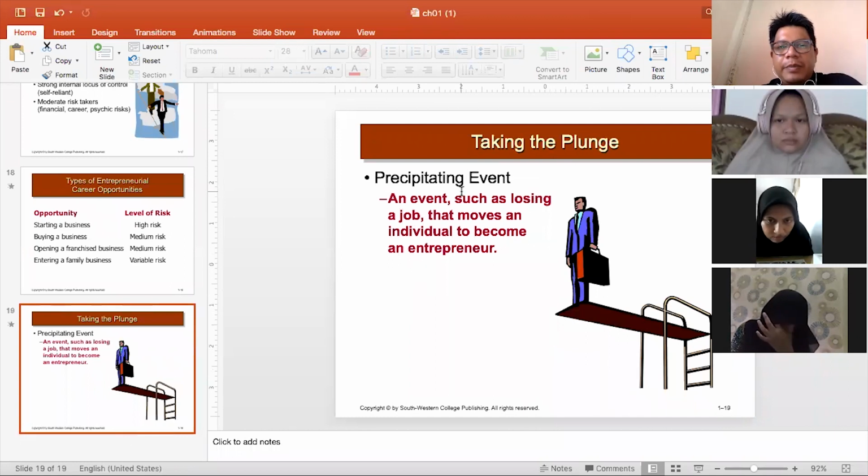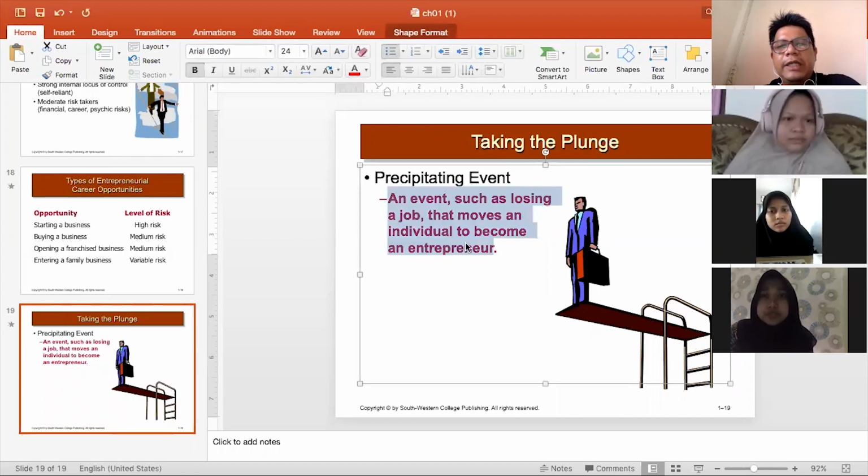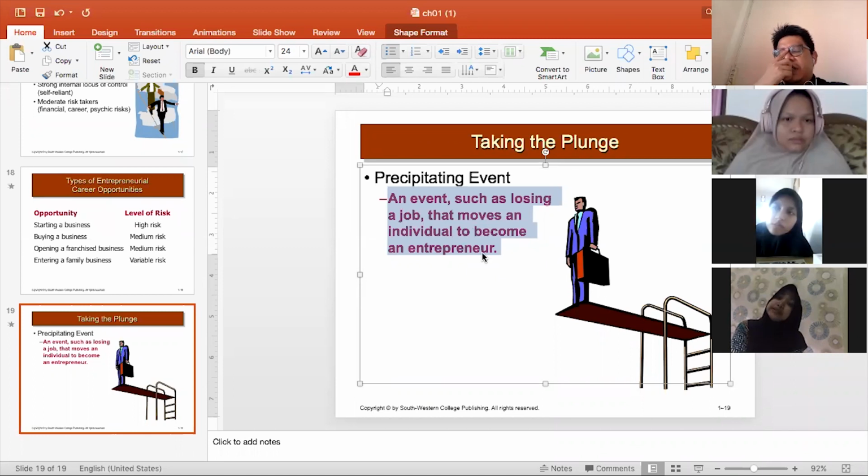Taking a plunge, precipitating event: an event such as losing a job that moves an individual to become an entrepreneur. It generally happens very often in our lives. Someone who loses a job moves themselves to become an entrepreneur because they don't have a job, and their success.